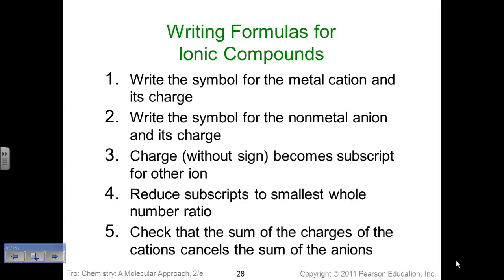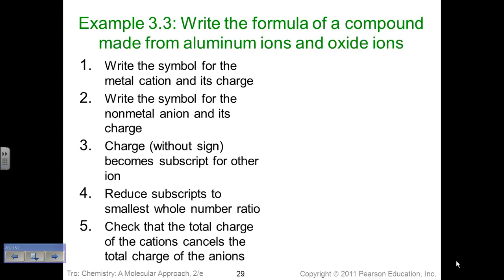The last rule, of course, is simply a double check. Double check the charges and make sure that they are adding to 0. Let's take a look at this example: writing the formula of a compound made from aluminum ions and oxide ions. I have the 5 steps written here, and let's go through them one at a time.